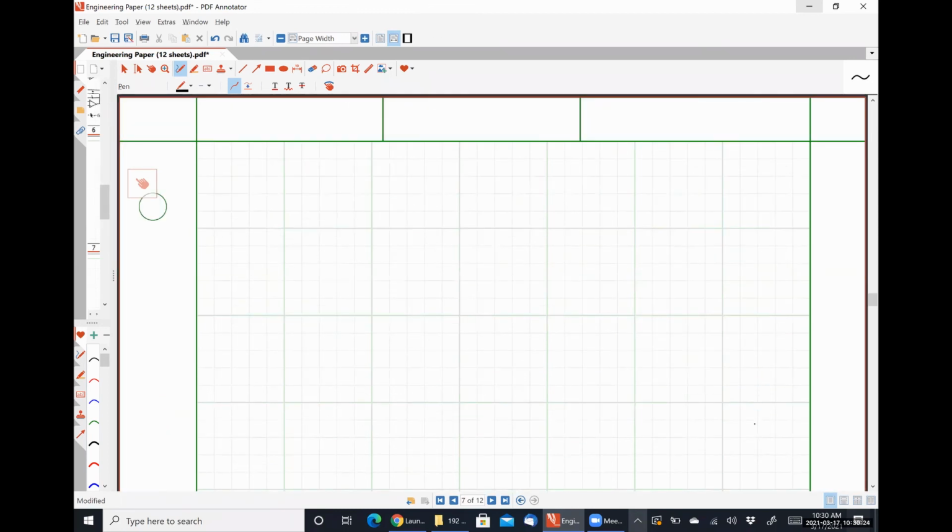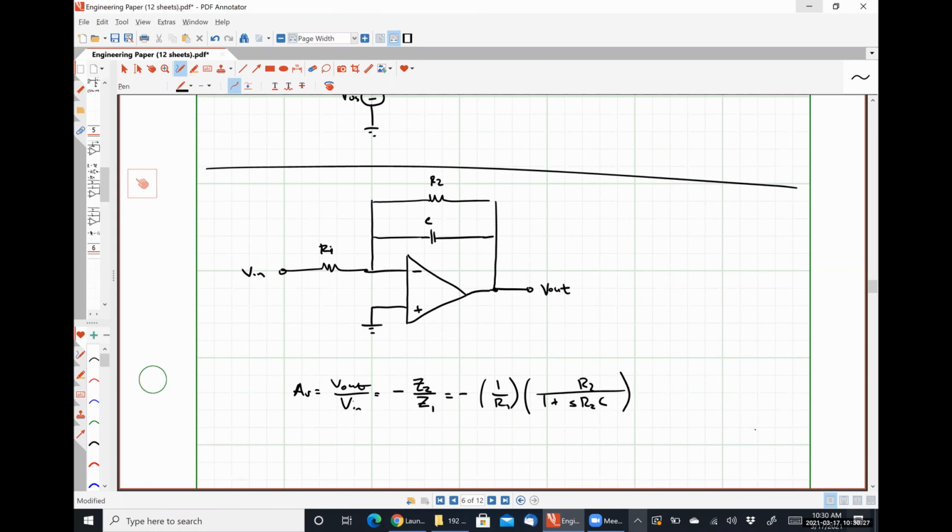So previously we had a pole at S is equal to 0. Now we have a pole at negative 1 over R2 times C. If our input frequency is much greater than our pole frequency, then this looks like negative 1 over S R1C, which is the exact same transfer function that we saw for our integrator without that additional resistor in the feedback position.